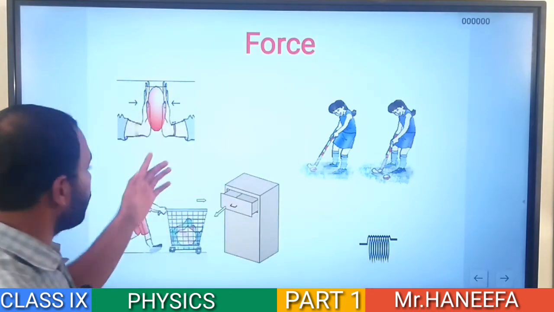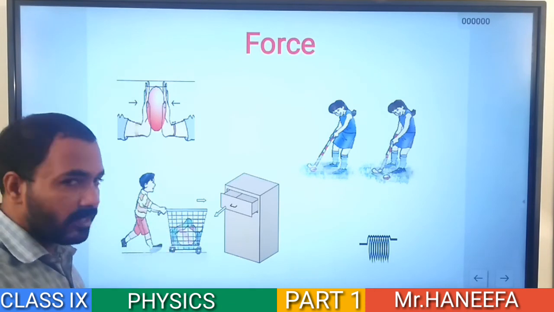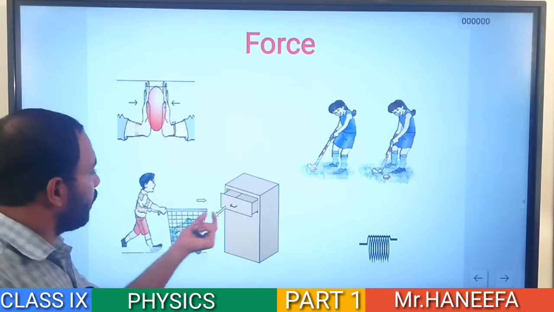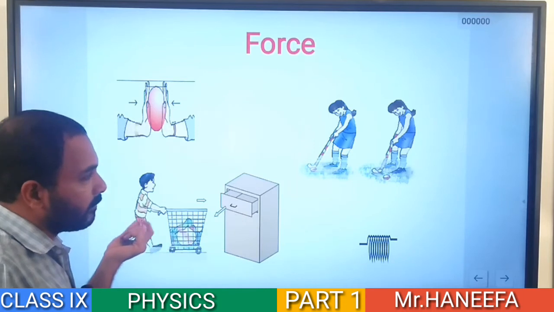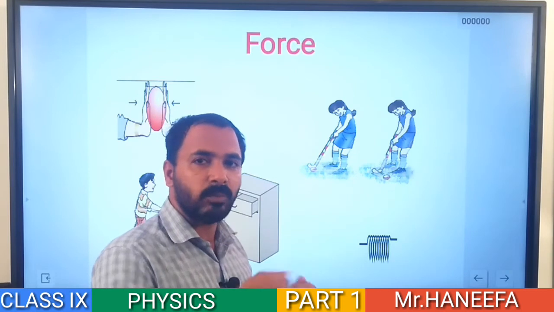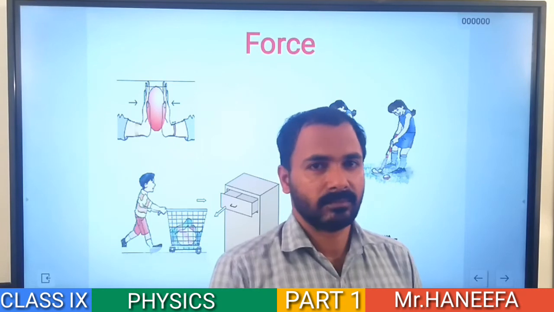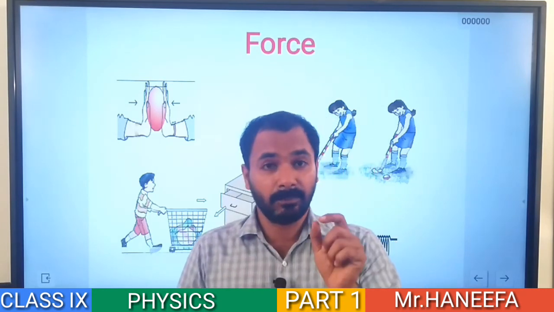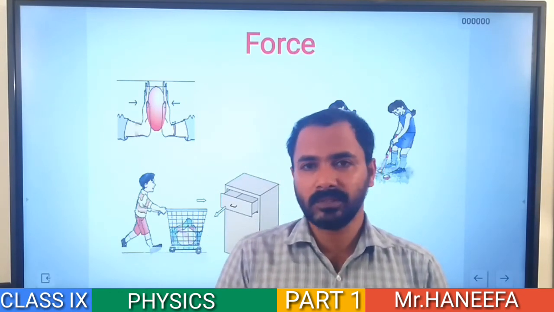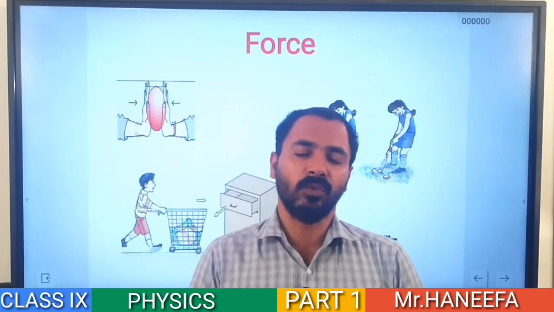So in this case, here is just pushing. Here just pulling. Here is hitting a ball by the hockey stick. Here also pushing. So a force includes pushing or pulling. So we can say a push or pull on an object is called force. So what is the definition of a force? A push or pull on an object is called force.